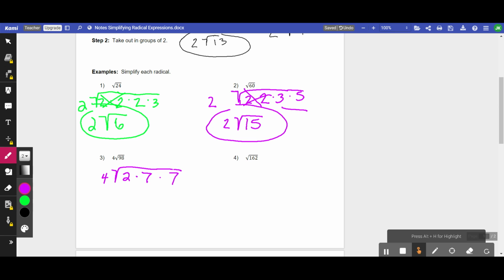So for every pair you have, you'll take one of them out. So your 7s match here. So you can cross these out, and then you'll take one of the 7s outside. And then you'll multiply by the 4 that was there already. And then you can just clean this up here. So you'll multiply these, like I said, because the 4 is there already, and they brought the 7 to be 28, and then square root of 2 for this one then.